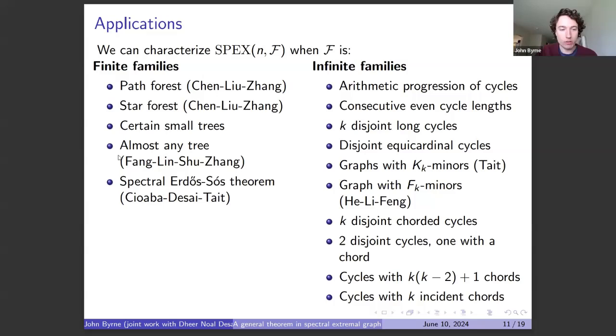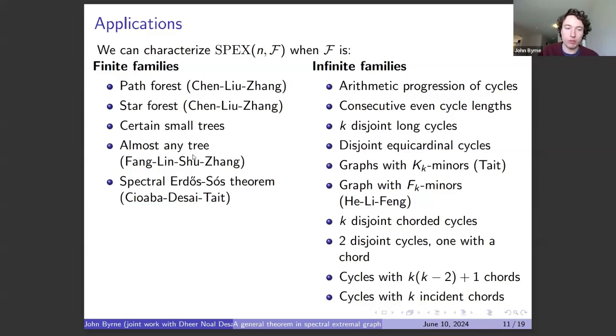Okay, almost any tree. This means that if you sample uniformly from all labeled trees on k vertices, then as k goes to infinity, the probability that we can apply our theorem to show that the spectral extremal graphs are complete bipartite goes to 1. So for almost every tree, the spectral extremal graphs are eventually complete bipartite graphs, where the partite set is obtained by taking the smaller partite set of the tree minus 1. That gives you the number of vertices on the left-hand side.